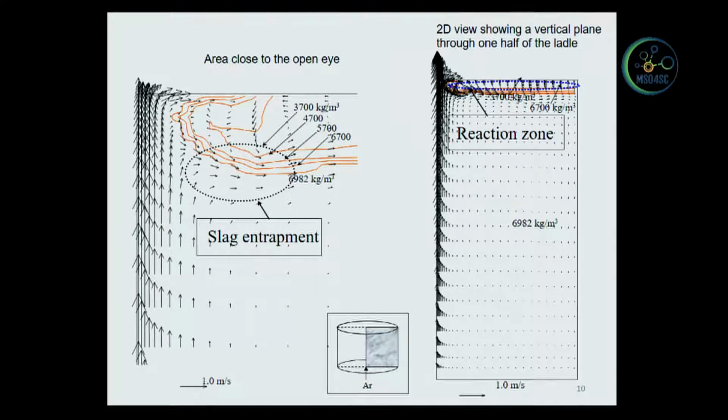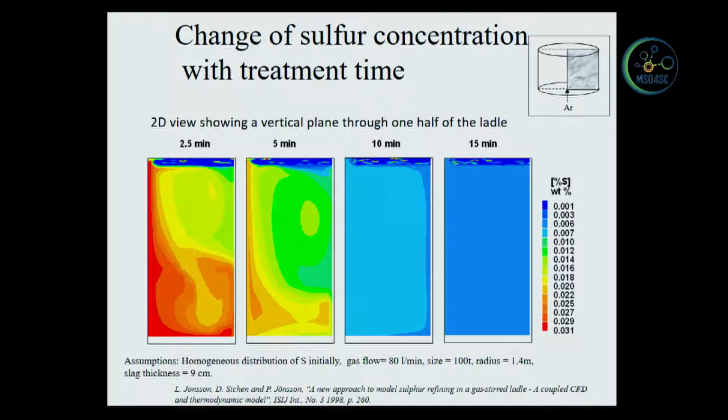This picture shows the 3-phase flow. From here we can see different densities, because the top is slag and the bottom is metal. There is a mixing region where the interface reaction happens. And here are some results about the sulfur content in the metal over time. You can see that after 15 minutes, the sulfur content in the metal becomes very low.